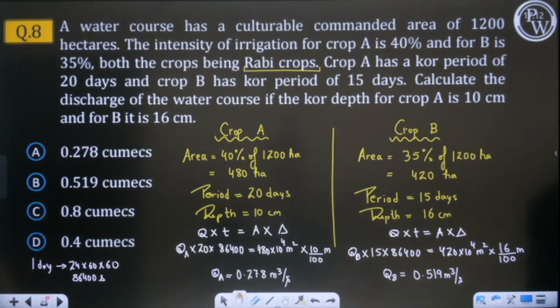I hope this is clear to you. Why do we have to add? Because both of them are present simultaneously in the field. That's why we have to add it up. If they were present in different seasons, then we would have taken the maximum value, but here you need to understand, we will take the sum.